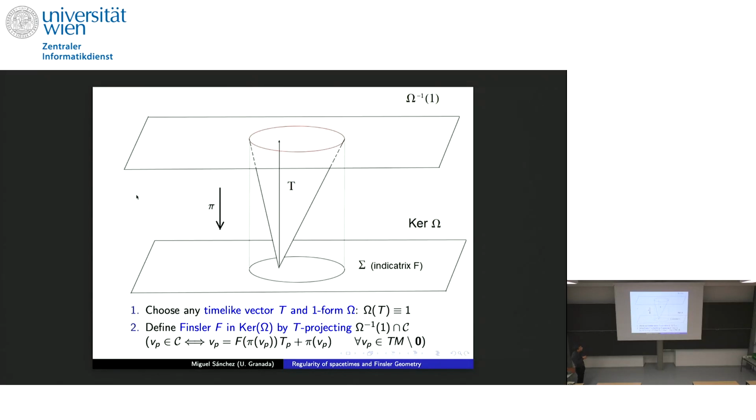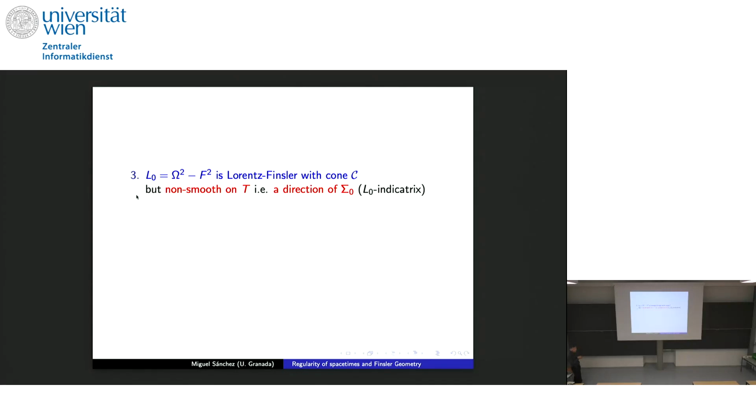Now, if one focuses on the hyperplane where the one-form is equal to 1, and on the cone, and considers the intersection, one obtains a hypersurface, and this hypersurface can be projected in the direction of the vector field onto the kernel of the one-form. Then this hypersurface will be the indicatrix for some Finslerian metric defined on this kernel, and the cone structure can then be recovered as the difference between the square of the one-form and the square of this Finsler metric.